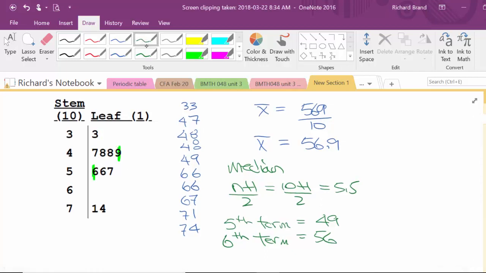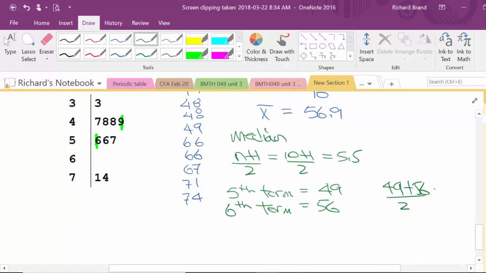And now what I'm going to do is take the average of those two terms. So I'm going to go 49 plus 56 over 2. And that will be the median, which is 52.5. So the median is 52.5.